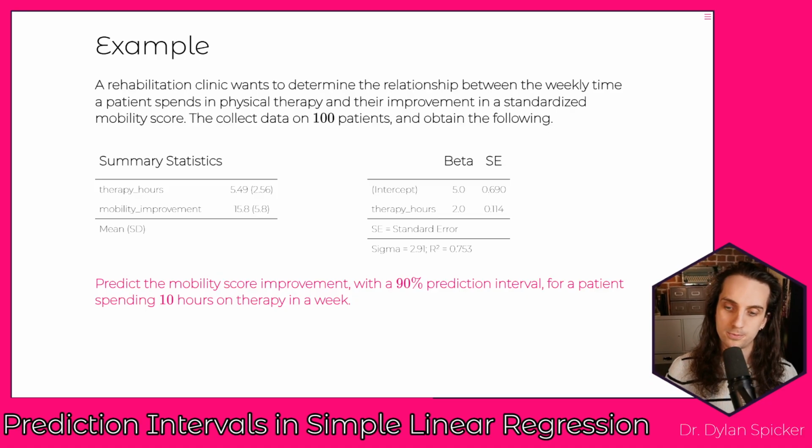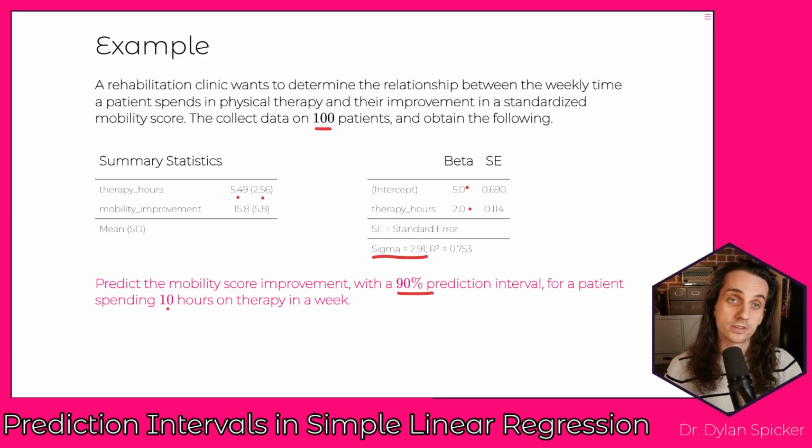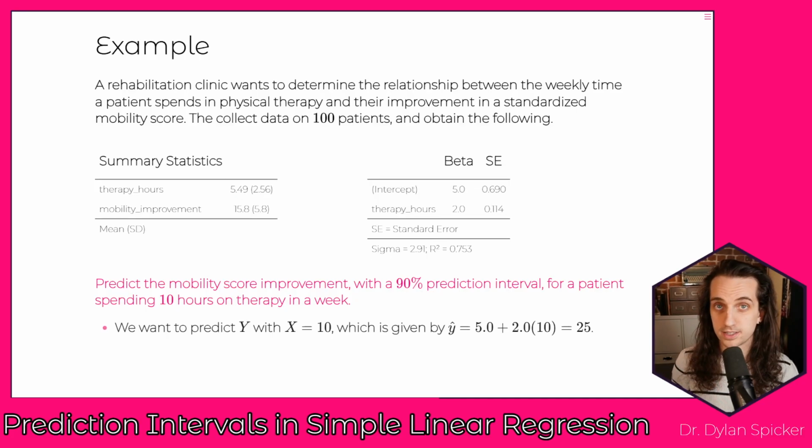So again, we want to predict when x is equal to 10. So we take our intercept plus our slope times 10, and that gives us a prediction. We want a 90% prediction interval, so here alpha is going to be 10%. We need to know that n is going to be 100, which gives us a T98 distribution. We're going to need x bar to be 5.49, the standard deviation of x to be 2.56, and the square root of MSE to be 2.91. All of that gets plugged into the formula we have for our prediction interval, and then we can calculate out the specific interval here.